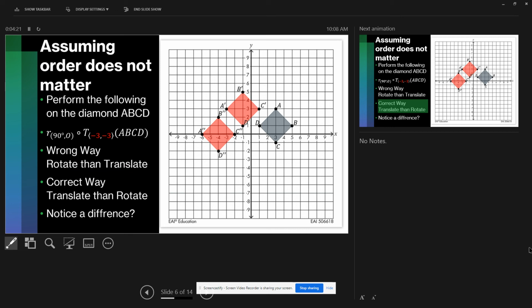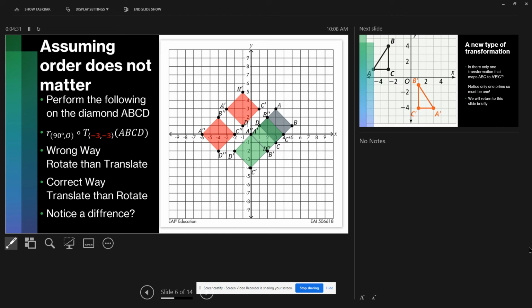So you see how the red was going the wrong way. The correct way, we're going to translate first, then rotate. So you see the difference in which way we're going. That's why it matters. There are only very special cases where it doesn't matter, but often you'll run into a case like this.